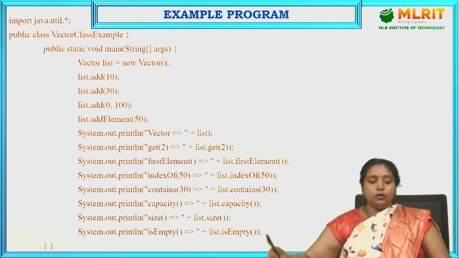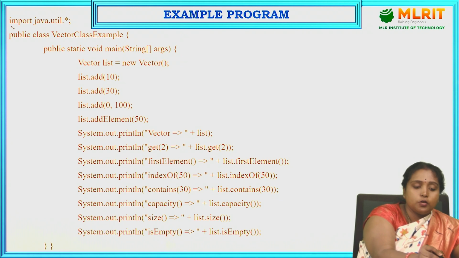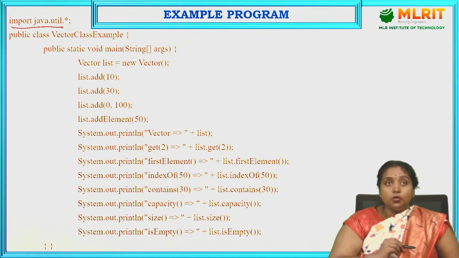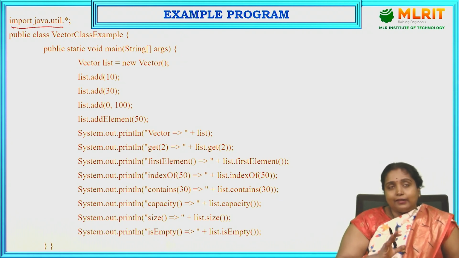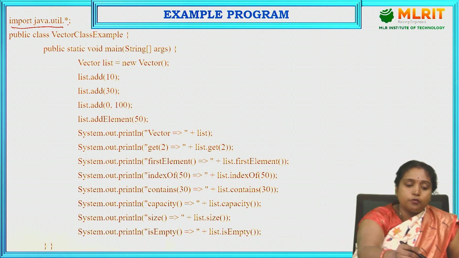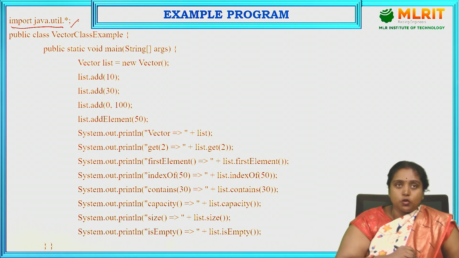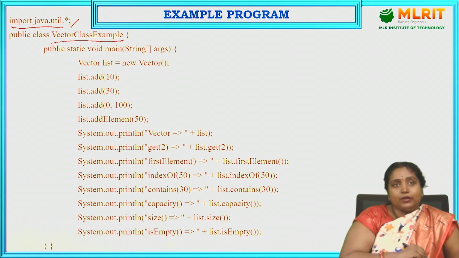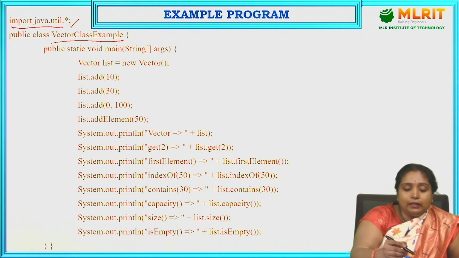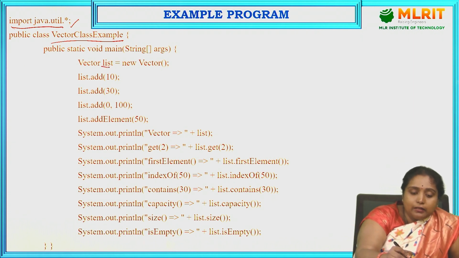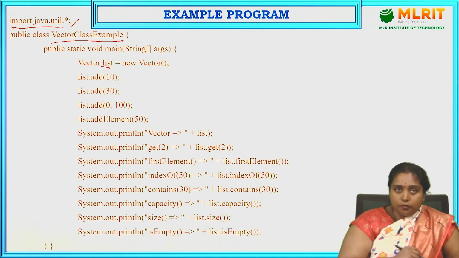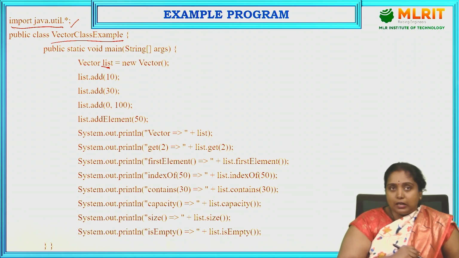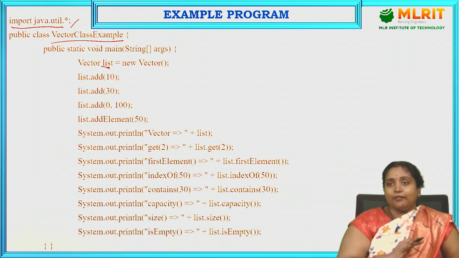Okay. So in order to use the Vector class as well as the methods related to the Vector class, you have to import java.util for sure. So what was the first step? You have to import the java.util package, and next, what is my class name? Java class, VectorClassExample, and in it I'm creating list. List is my object of Vector. I'm creating an object of the Vector class. The Vector class is already present in the java.util package.